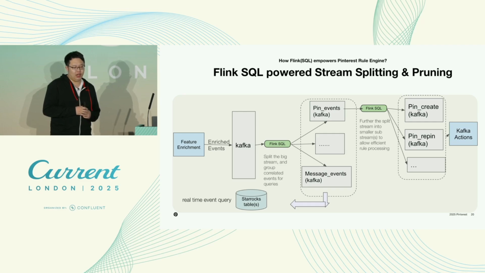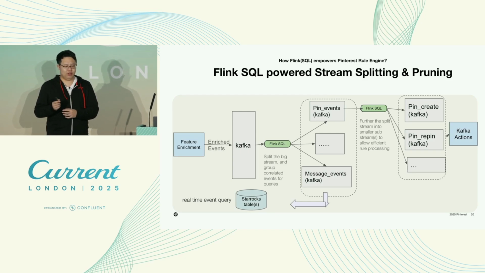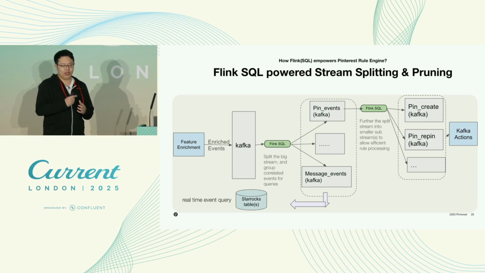As you can see, we have a data enrichment service that enriches the raw event and generates the enriched event, which is one big topic containing billions of events. What we do here is we adopt multi-level pre-processing Flink SQL jobs to process, split, and prune those raw events. We have the first layer of Flink SQL jobs read that one big topic and generate multiple smaller topics. Basically, we group correlated events into a specific topic.